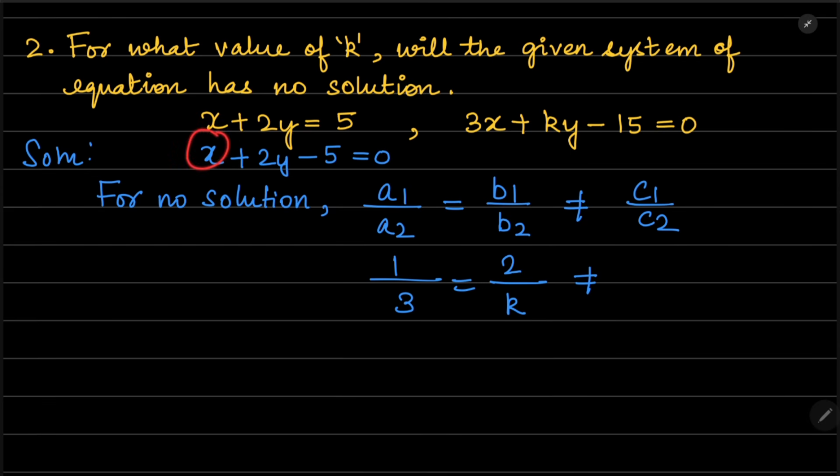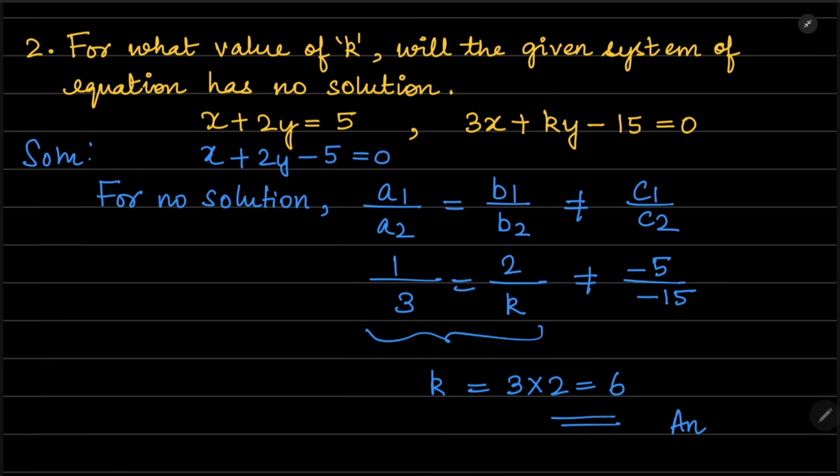Right, here it is a1x plus b1y plus c1 equal to 0. Here it is a2x plus b2y plus c2 equal to 0. So it should be in the same format. Right, now can you tell me what is c1 and c2? It is minus 5 by minus 15. Right, so take the first two, cross multiply, k is equal to 3 multiplied by 2, which is 6.